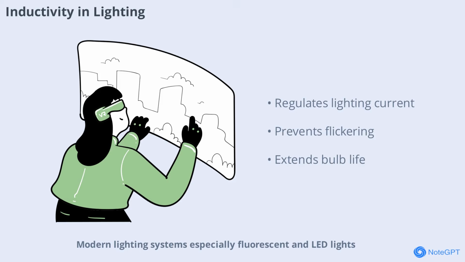Modern lighting systems, especially fluorescent and LED lights, use inductors to regulate current and prevent flickering. Inductivity helps ensure that lights operate efficiently and last longer. This not only saves energy but also reduces maintenance costs. The next time you flip a light switch, remember that inductivity is helping to brighten your world.